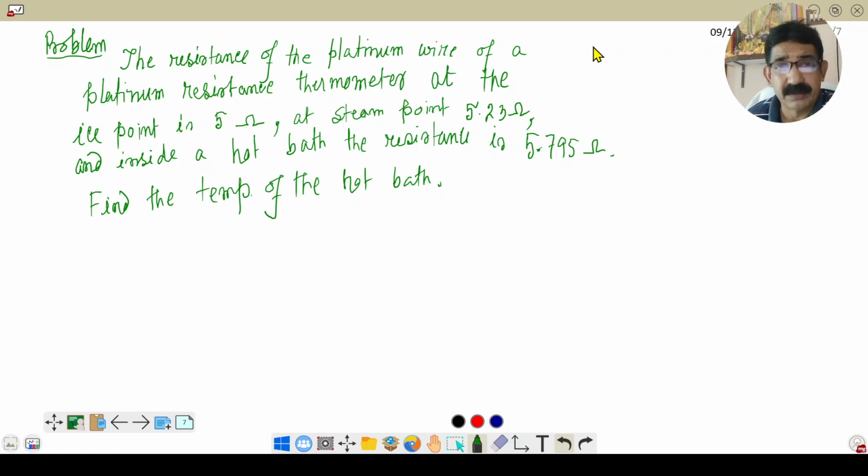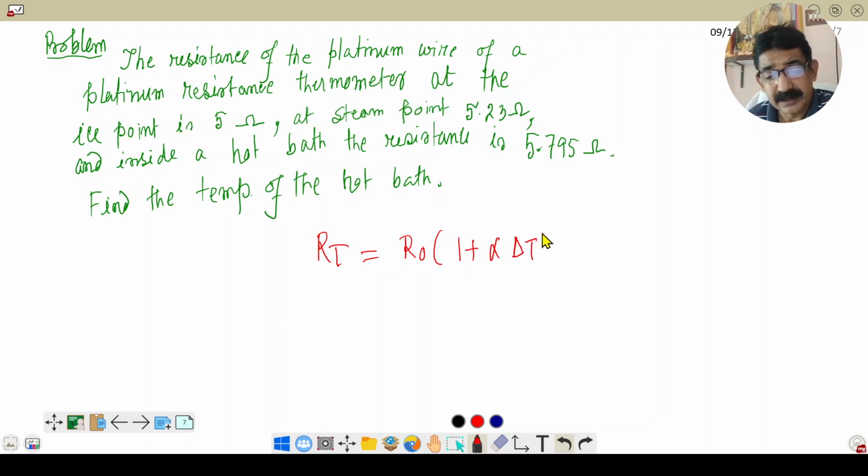and we have to be acquainted with the rule properly. So we have already discussed or deduced the relation RT is equal to R naught into 1 plus alpha into delta T, where delta T is the temperature variation.